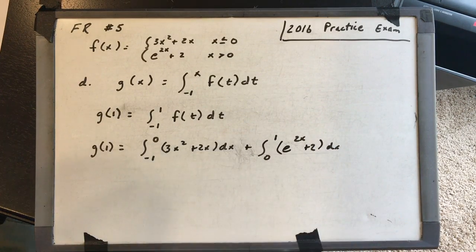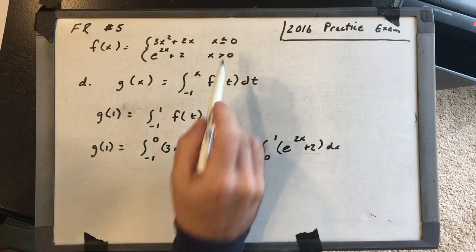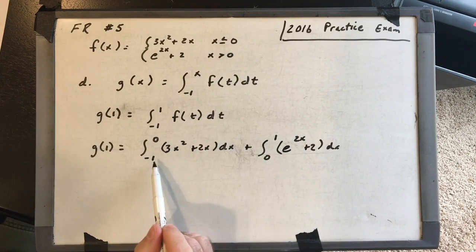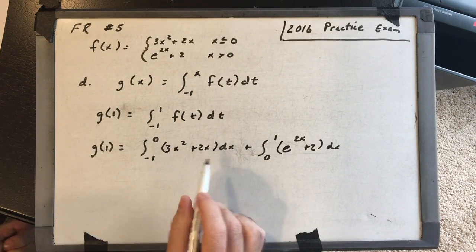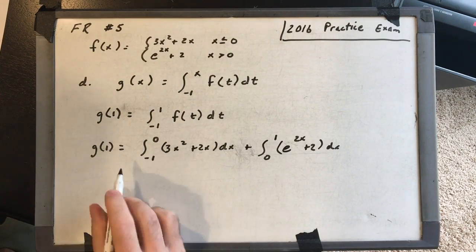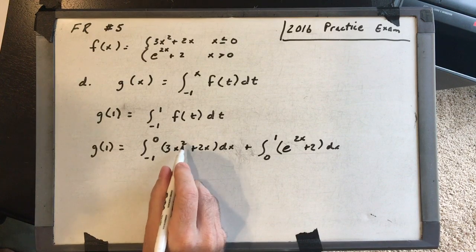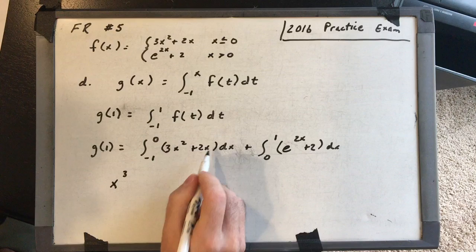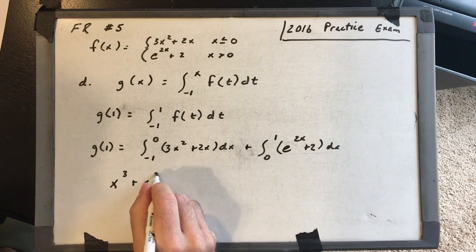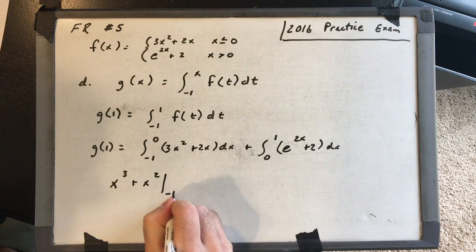I hope that makes sense to you. Okay, because when x is greater than 0, so from 0 to 1, it's the second function. And now you've just got to integrate that. Well, what is the antiderivative of 3x squared? It's x cubed. How about 2x? That'd be plus x squared. And we have to evaluate that from -1 to 0.